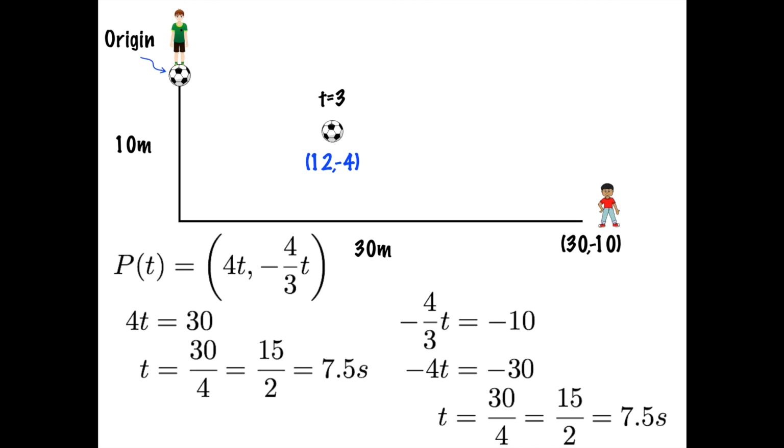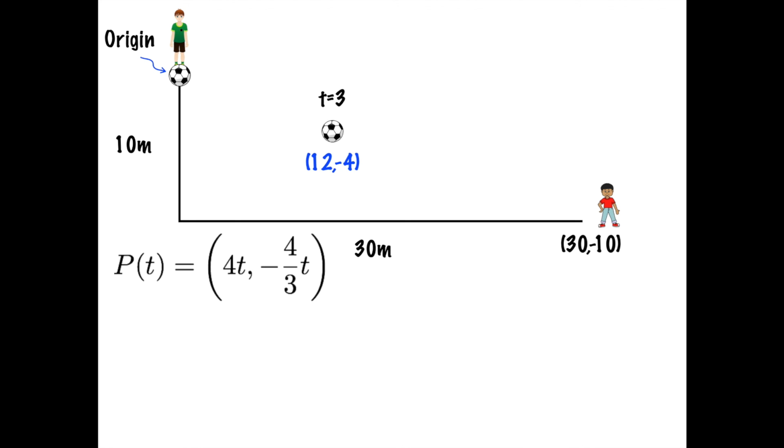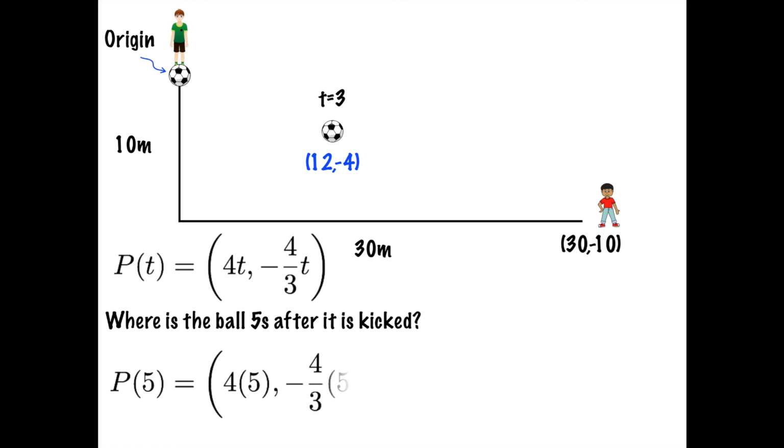All right. So what if I asked a different question? What if I asked where the ball is after 5 seconds? Well, this should be a little easier because all we're going to need to do is plug 5 into our position function, right? We know the time, so let's do that. There we go. P of 5 is going to be 4 times 5, comma, minus 4/3 times 5. So we're going to get 20, comma, negative 20/3.